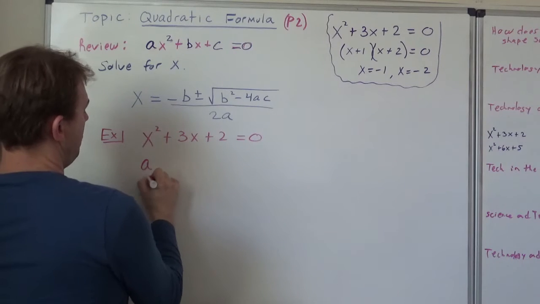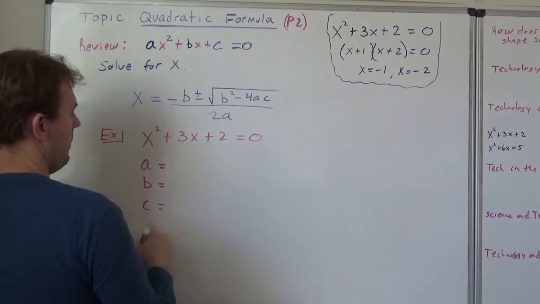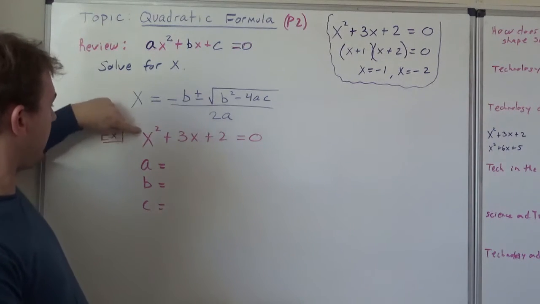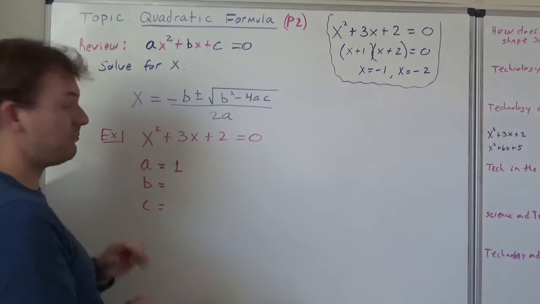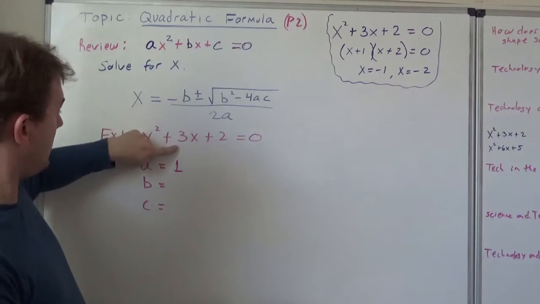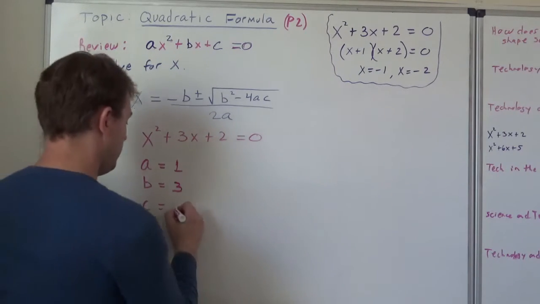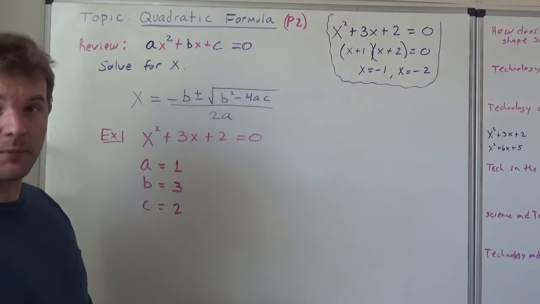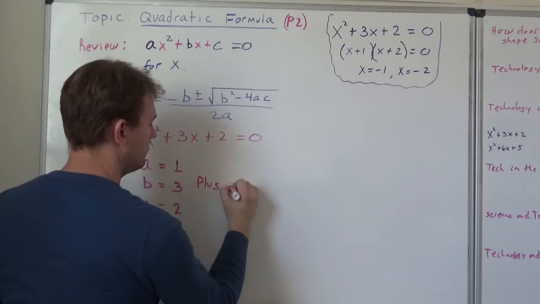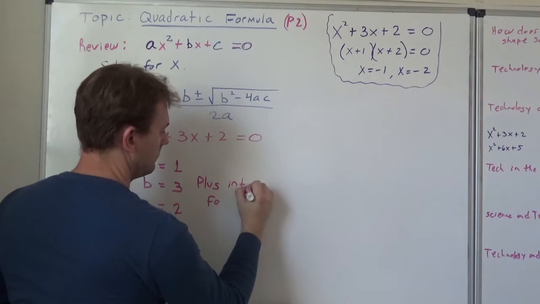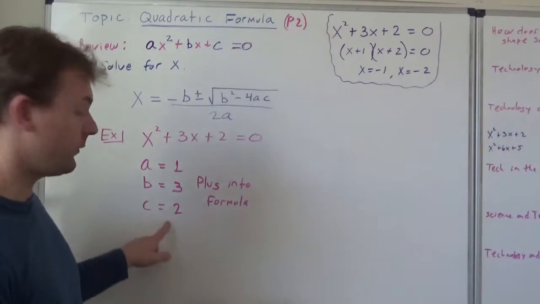So A, B, and C. Where's A now? Well, A is technically that 1 right in front of the x squared, right? So that's 1. What's B? Well, let's see. B is 3. Where's C? C is 2. You distinguished all the numbers that you need. Plug it in. Plug into the formula once you distinguish this.